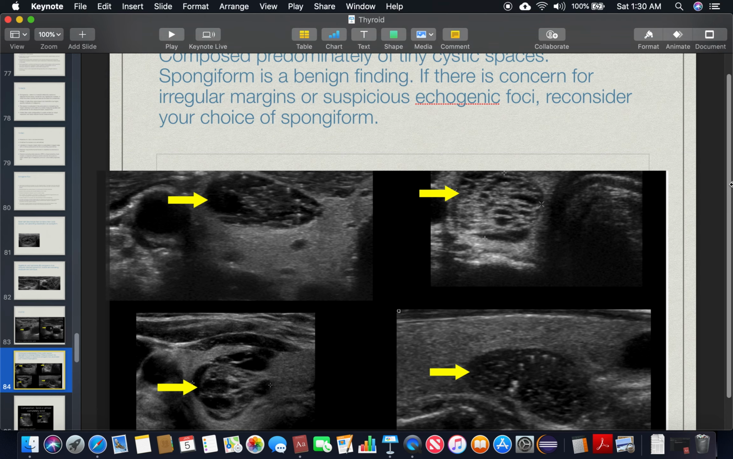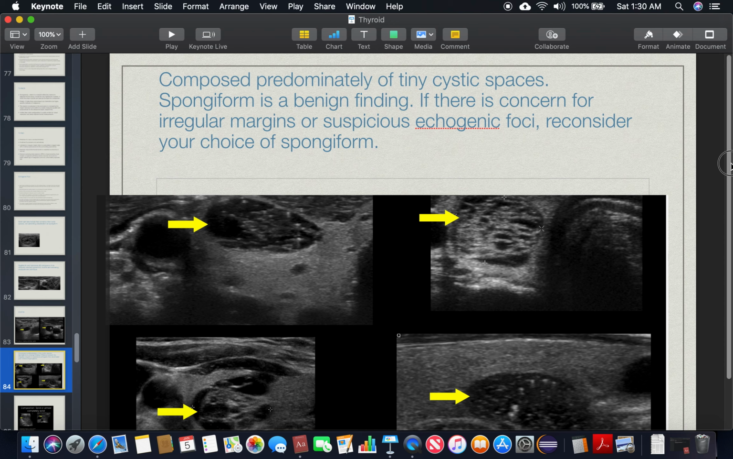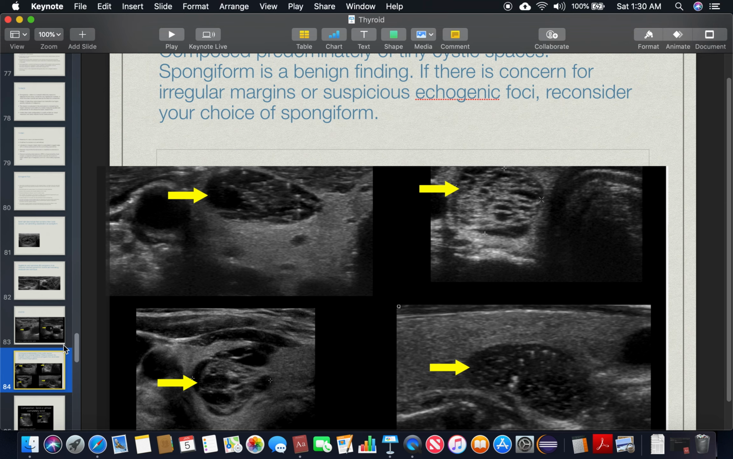Here is an example of a spongiform. So there are tiny cystic spaces. This is a benign finding. Benign, nothing to do anything further about. So spongiform, small cystic spaces.